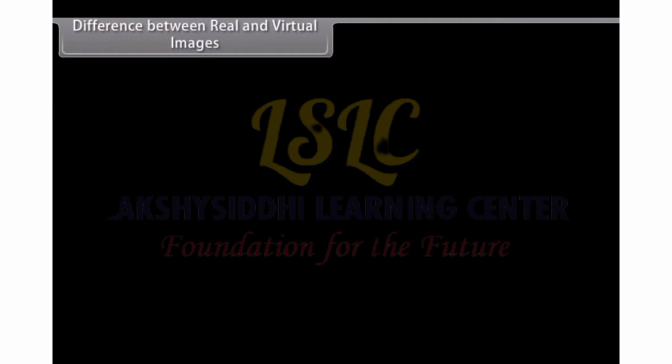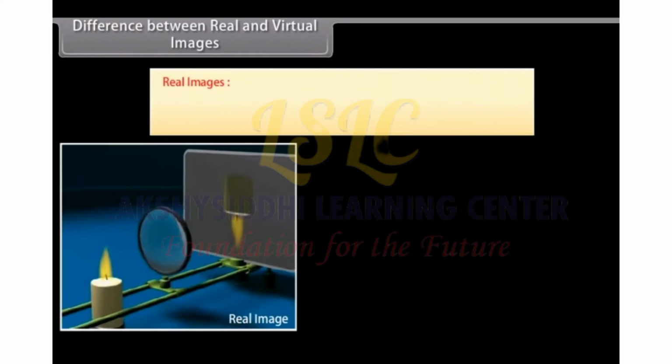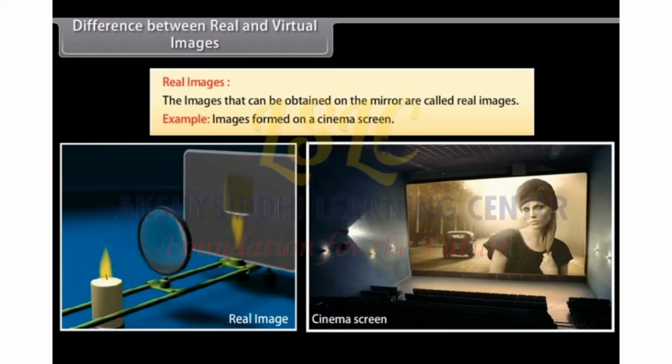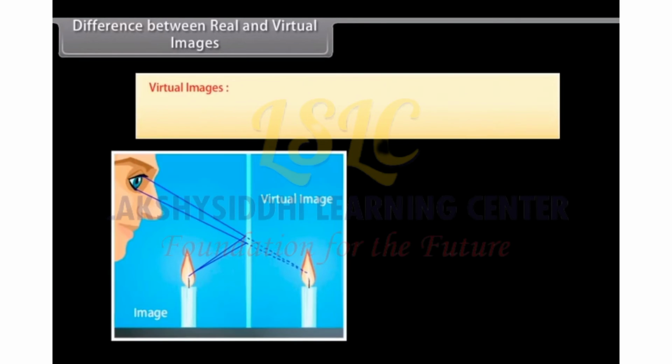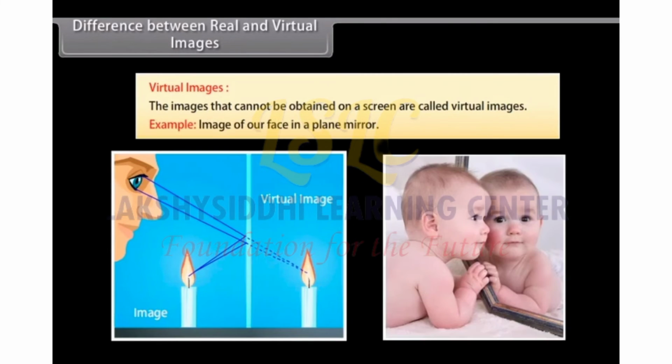Difference between real and virtual images. Real images. The images that can be obtained on a screen are called real images. Example. Images formed on a cinema screen. It is formed by a concave mirror. Virtual images. The images that cannot be obtained on a screen are called virtual images. Example. Image of our face in a plane mirror. It is formed by concave lens.